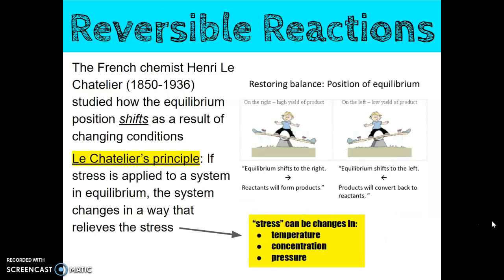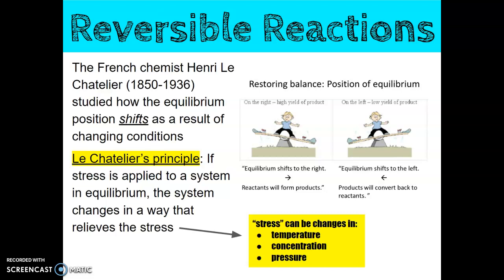Okay? So something that can help us with this is called Le Chatelier's principle. He was a French chemist, and his principle just helps us predict in which direction a reaction will move. So he studied how equilibrium positions shift as a result of changing conditions. And basically his principle states that if stress is applied to a system in equilibrium, the system changes in a way that relieves the stress. So basically the chemical reaction, the system that's in place, wants to reach equilibrium.